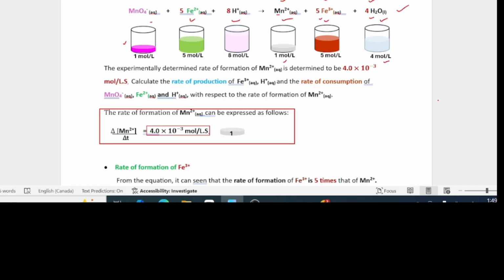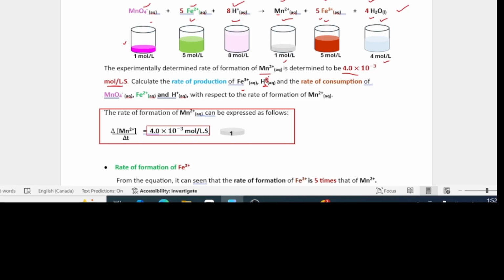So if the rate of formation of one product is measured, the rates of formation of the others will be different according to their mole ratios. The same can be said of the rate of consumption of any reactant. So here's a problem. The experimentally determined rate of formation of Mn2 plus ions is determined to be that value there. You then have to calculate the rate of production of Fe3 plus ions and water. Also, the rate of consumption of that guy there, and that guy there.